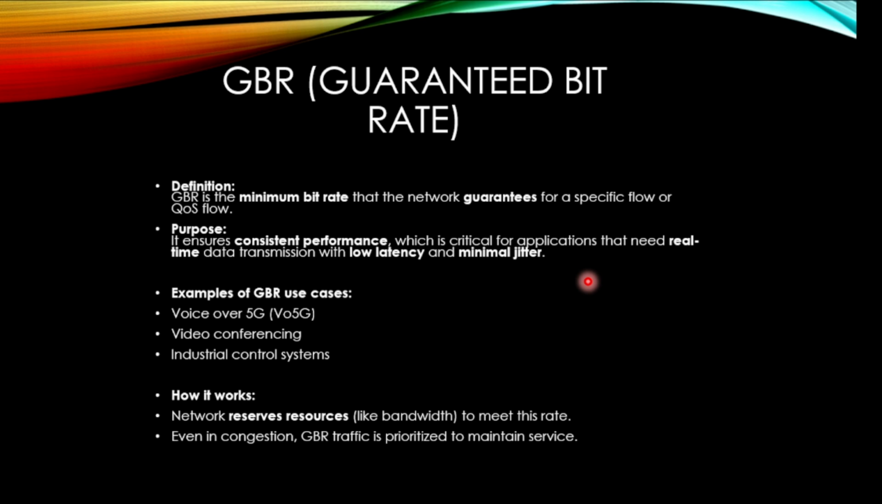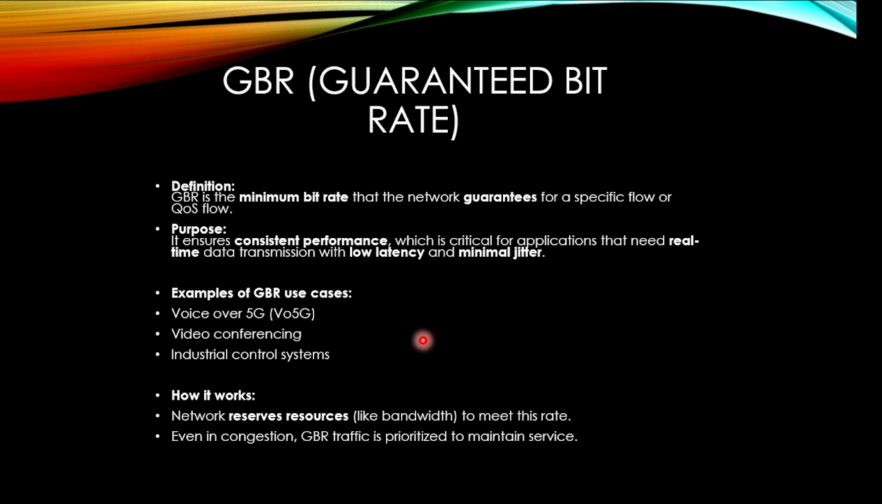Jitter means the variation of the delays between subsequent packets. Jitter means that for some packets at times you have a small delay between them, then after that you can have some packets subsequently arriving with much higher delay. This is intolerable for applications such as video streaming. Now the latency is overall how long it takes for a packet to reach its destination. So examples for GBR use cases: voice over 5G or VoNR, video conferencing, and control systems.